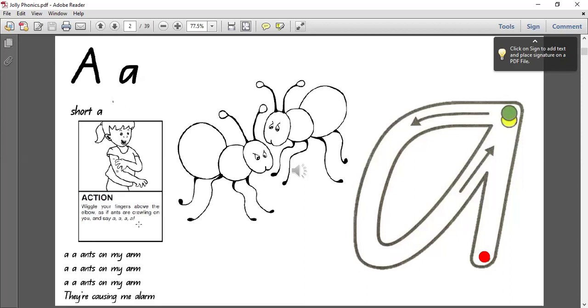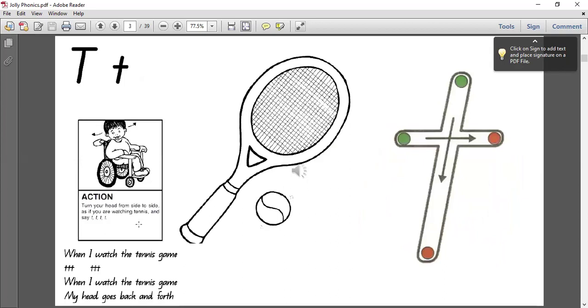And how do we sing? Ah, ah, ants on my arm. Ah, ah, ants on my arm. Ah, ah, ants on my arm. They're causing me alarm. So you will do the action which the girl is doing, and then you will introduce your letter A.